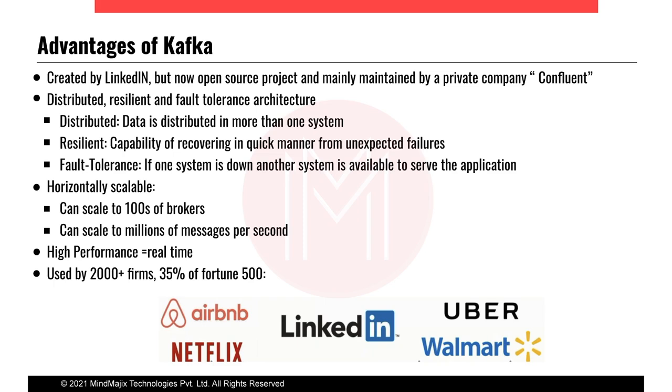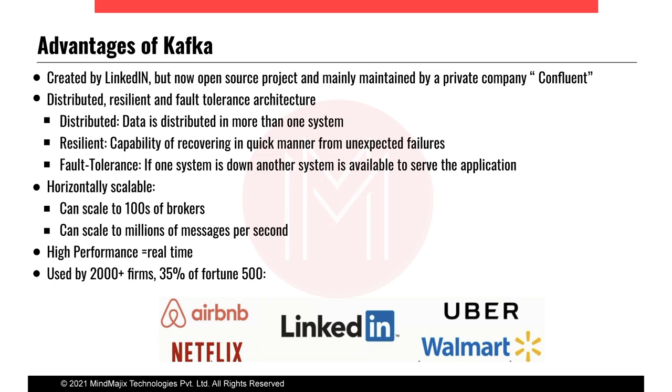Now, the second thing is resilient. Resilient means the capability of recovering in a quick manner from unexpected failures. For example, if some failure is happening in Kafka, in the back end, Kafka has some healing capability, so it can recover from the error itself. So that's what the resilient feature is. When you start working technically, you can understand this resilience feature and how it works, especially when we build a multi-node Kafka cluster setup. There you can feel this.